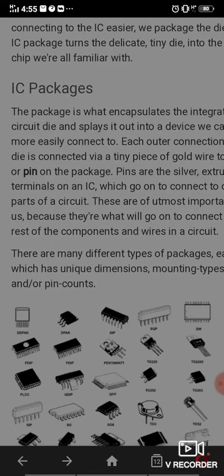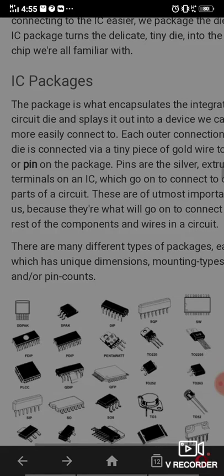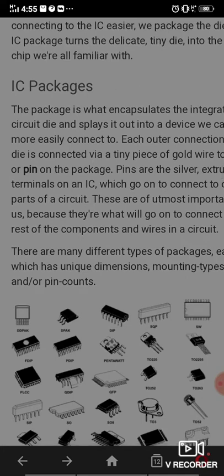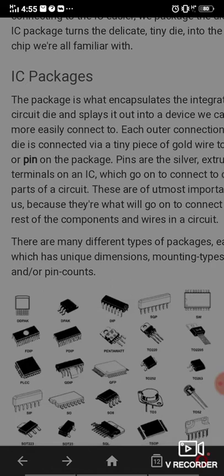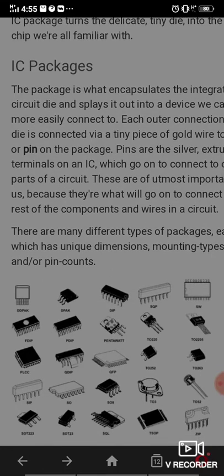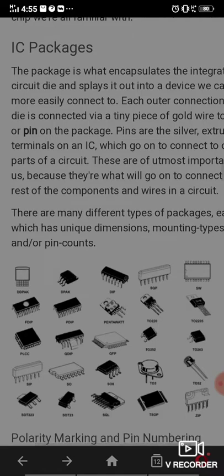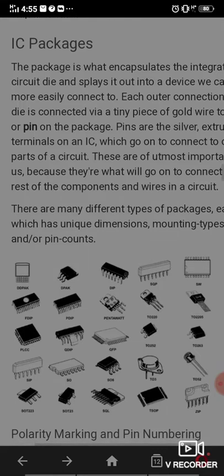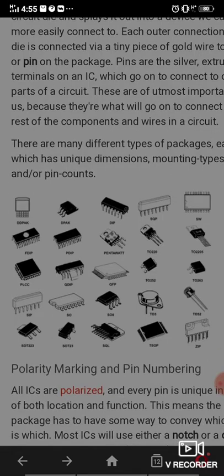Each outer connection of the die is connected with a tiny piece of gold wire to a pin on the package. Pins are the silver fixed terminals on the IC which connect to the rest of the circuit. These are the most important, yes, because they connect the rest of the components and wires in a circuit.